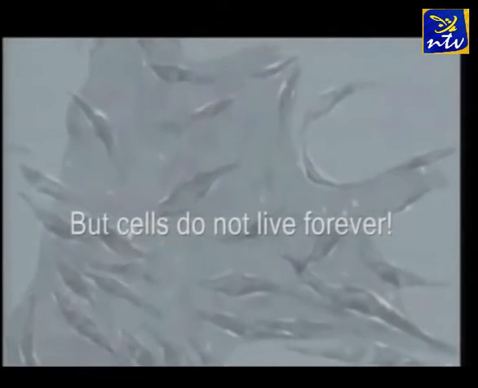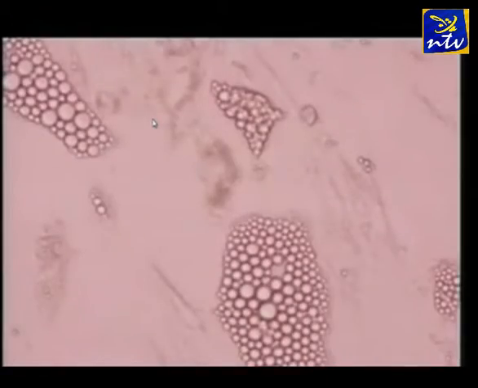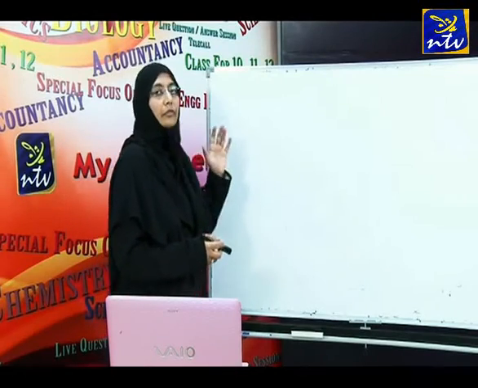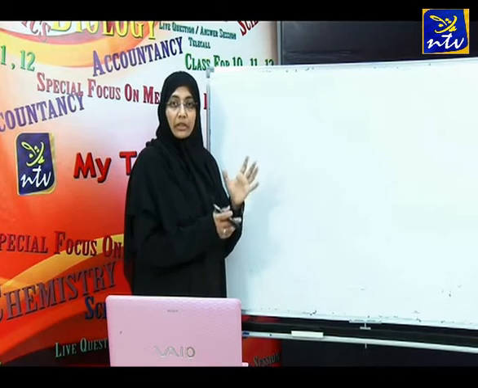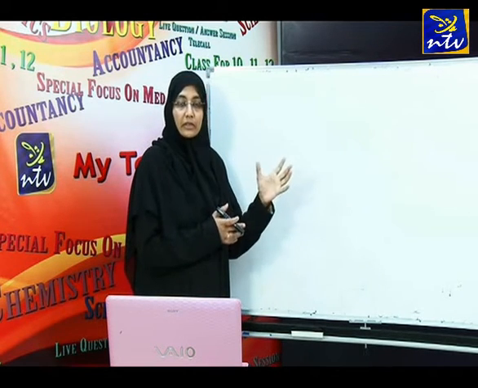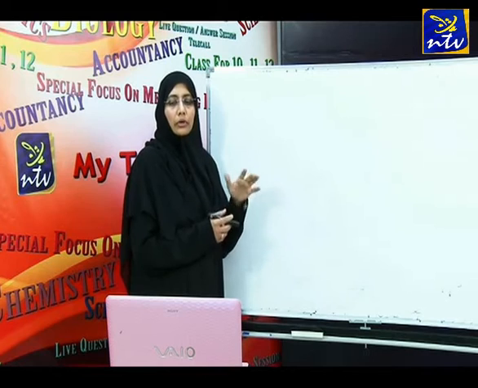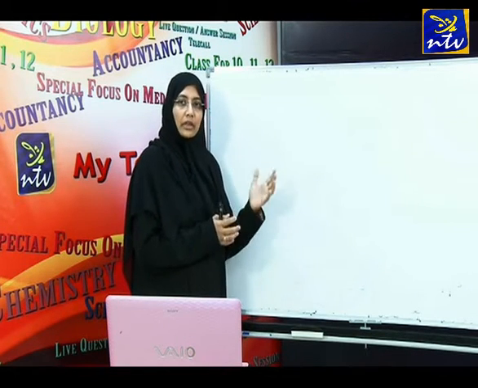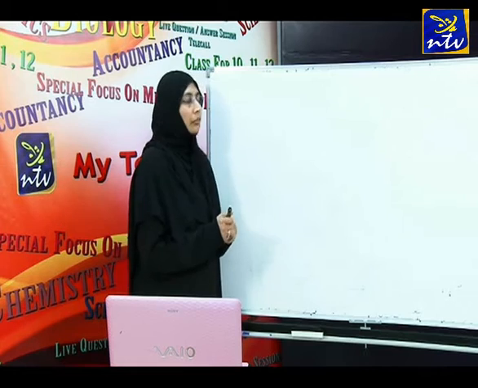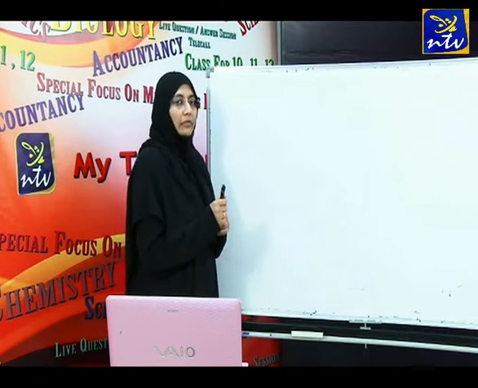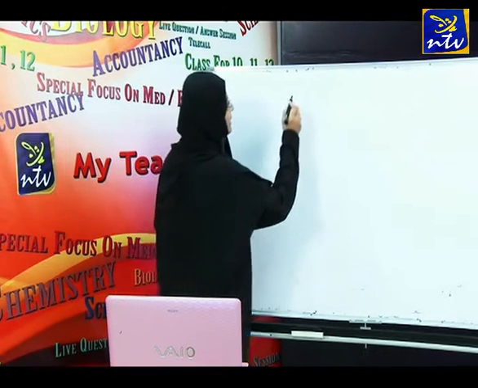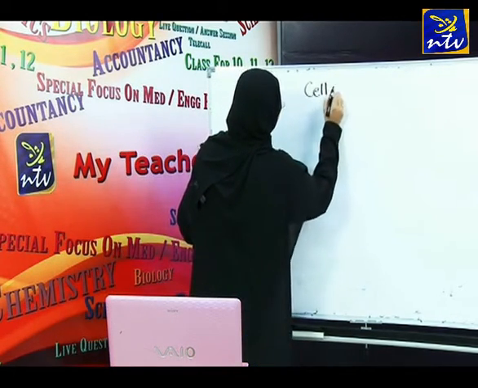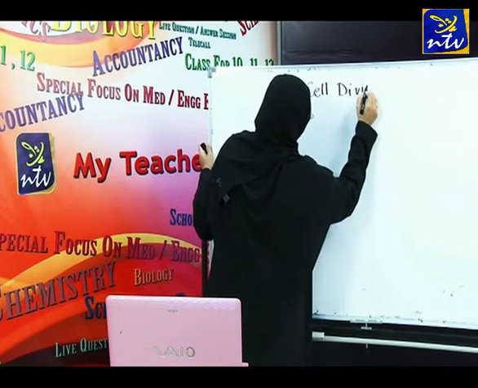So here you can see that cells do not live forever. Now, a human body or any living organism is made up of different types of cells and trillions of cells. So how do new cells form? Because you have seen that cells do not live forever. Now we have to discuss a process by which cells multiply or increase in number. This process is known as cell division. So today's topic is cell division.